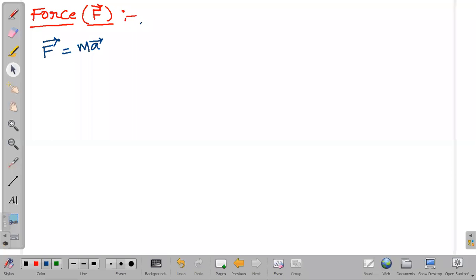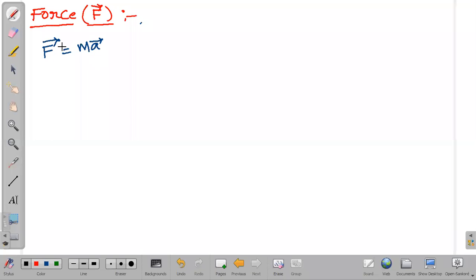So we are dealing with force in Newton's second law. Already we derived this expression, F equals ma, or force is directly proportional to rate of change of momentum. That also we have written in the last page. We have written F is equal to dp by dt, rate of change of momentum.